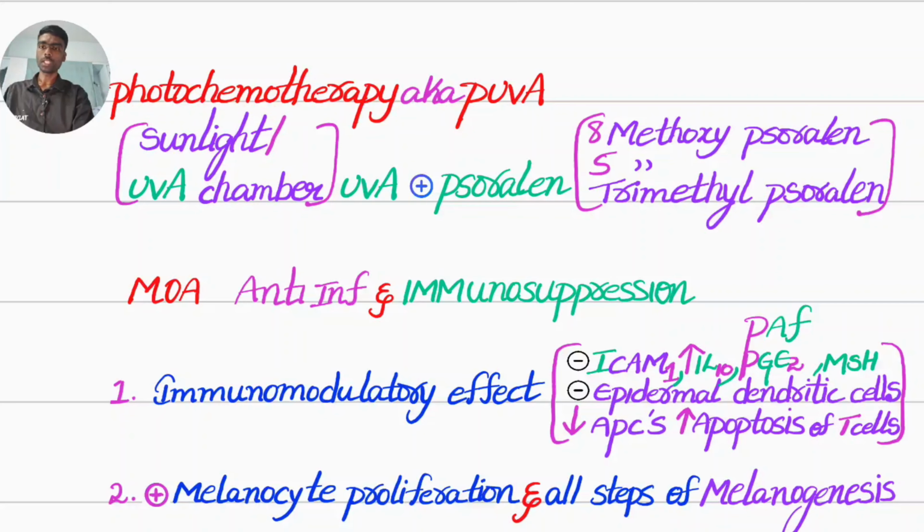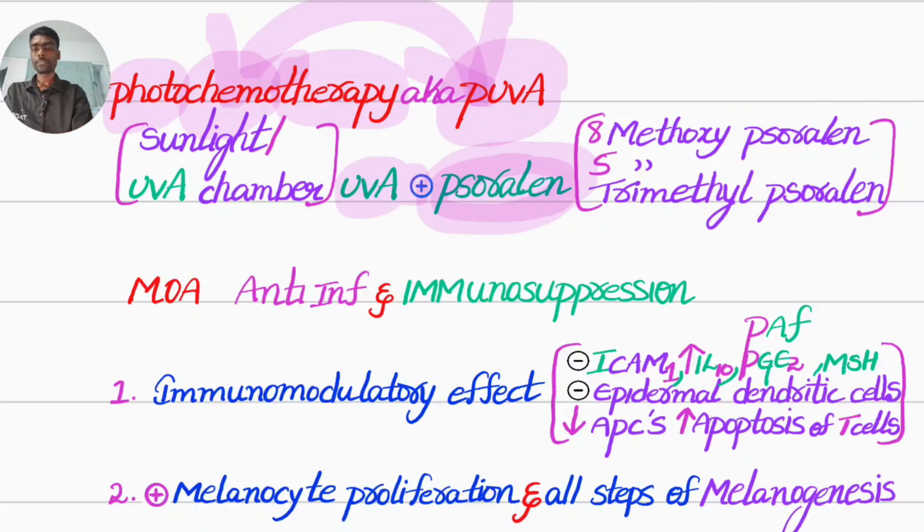Photochemotherapy. From the name itself, we can derive the definition. It is a type of photo light chemo using a chemical photosensitizer. Here, the photosensitizer is psoralen, and therapy means treating various skin diseases using psoralen plus UVA, which is nothing but PUVA. So both photochemotherapy and PUVA are the same.